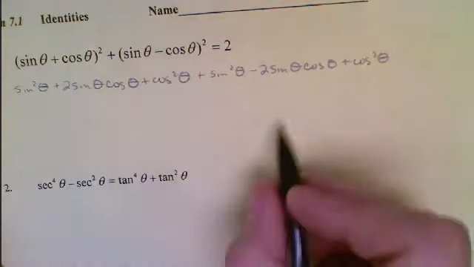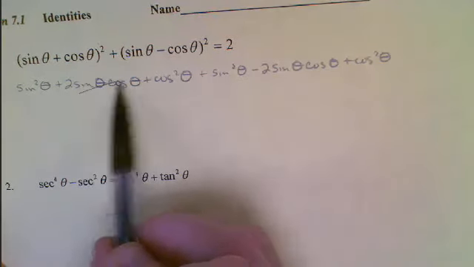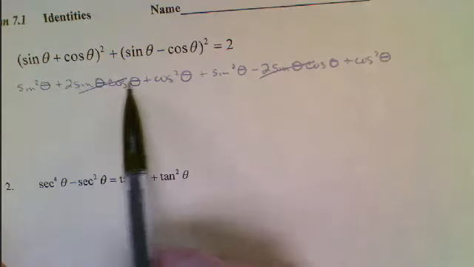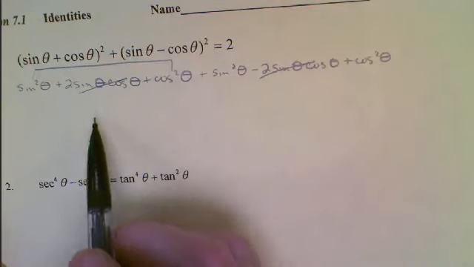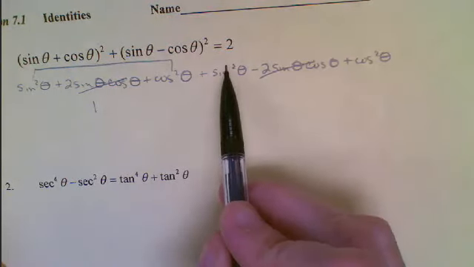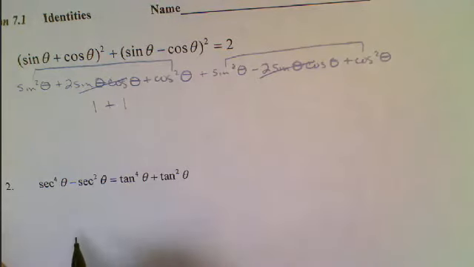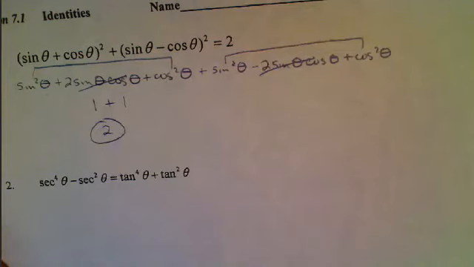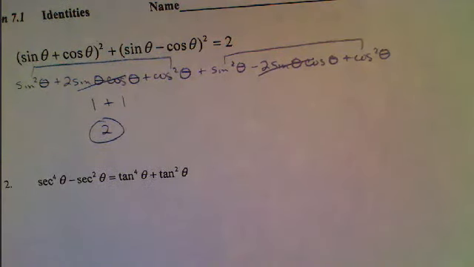And I want to show that that equals 2. Okay, so I start to see that these middle terms are going to cancel out. So I have a sine squared theta plus cosine squared theta, that is equal to 1. And then I have sine squared theta plus cosine squared theta again, that is equal to 1. So the whole thing equals 2. So after you FOILed them out and then realized Pythagorean identities, you're good on that one.